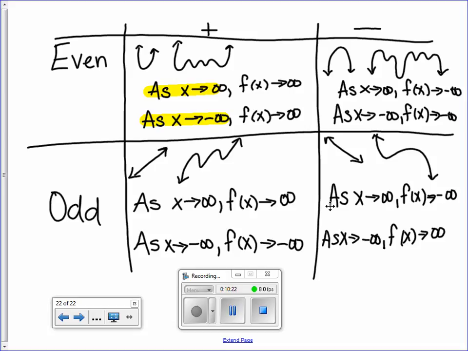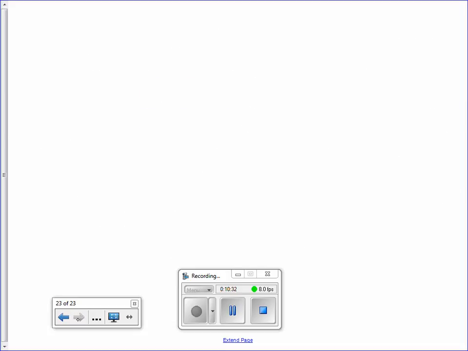Right? Everyone have it now? Some people are still writing. So write out the end behavior of these. Determine the end behavior.